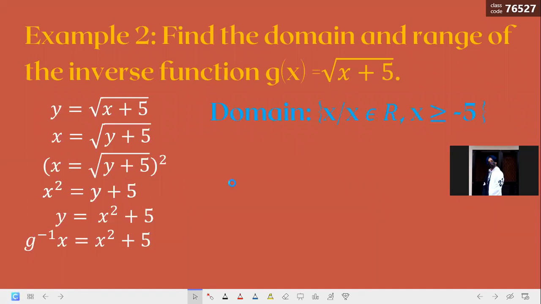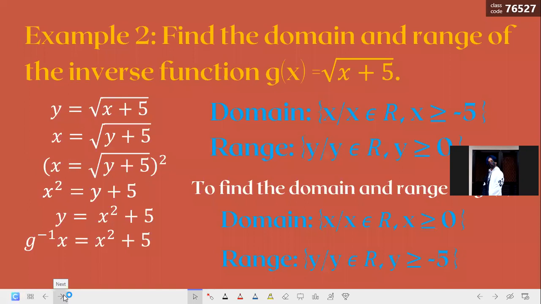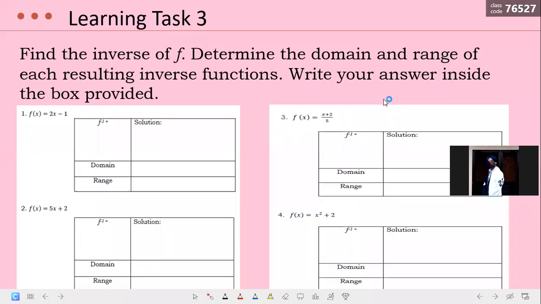Then, this is the domain: x must be greater than or equal to -5. Di ba? From -5, -4, -3 up to infinity, yun lang yung pwede maging values niya. That is for the original function. Then for its inverse, the domain is the set of all x's greater than or equal to 0, while its range will be the set of all elements of the real numbers such that y must be greater than or equal to -5. Okay po? So, hindi na ako naglagay ng table of values, pero pagka kayo nagsolve, from the table of values you can easily look for its domain and range.